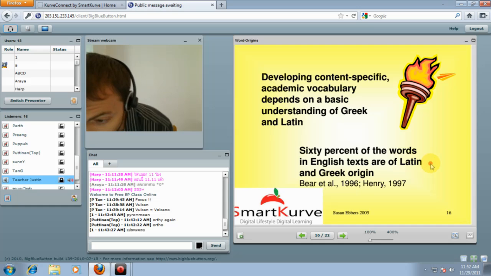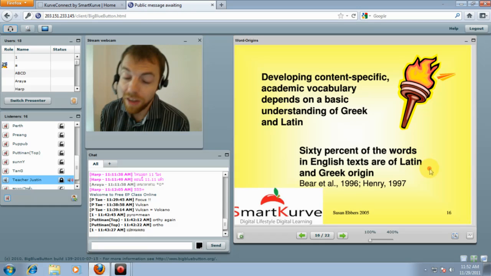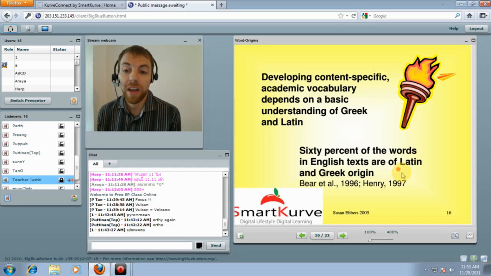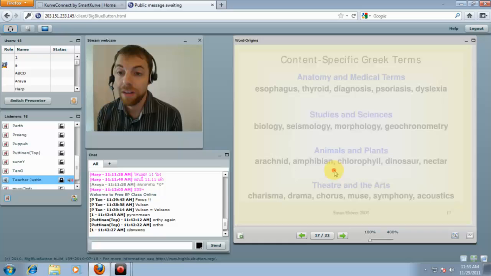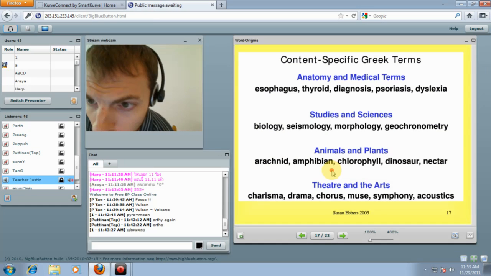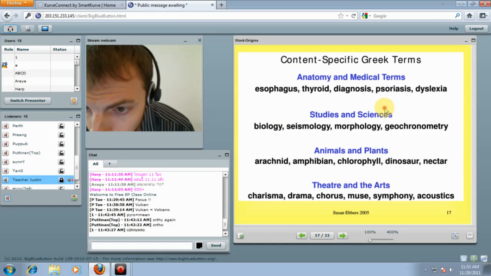60% of the words in English texts are of Latin and Greek origin. So more than half the words come from Latin or Greek. The other 40% is Germanic and Arabic and a few other things. But like I said, most from Latin and Greek, so very important. All right, so let's see, content-specific Greek terms.